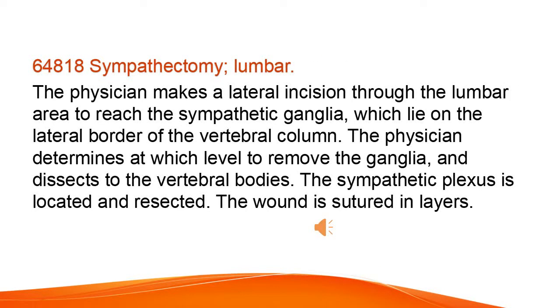Sympathectomy Lumbar. The physician makes a lateral incision through the lumbar area to reach the sympathetic ganglia, which lie on the lateral border of the vertebral column. The physician determines at which level to remove the ganglia, and dissects to the vertebral bodies. The sympathetic plexus is located and resected. The wound is sutured in layers.